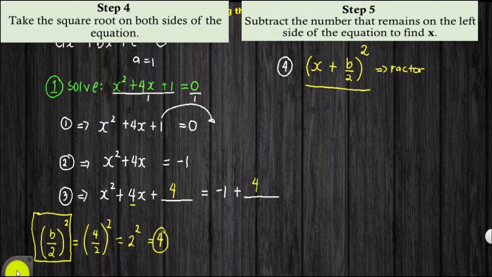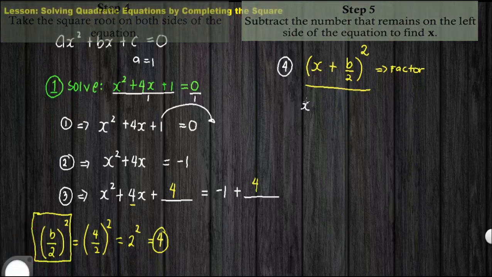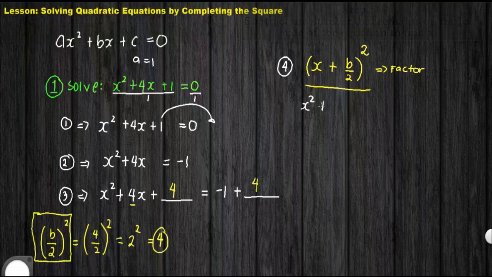So, now let's apply. Let me write in this part: x squared plus 4x plus 4 equals negative 1 plus 4, that is positive 3.